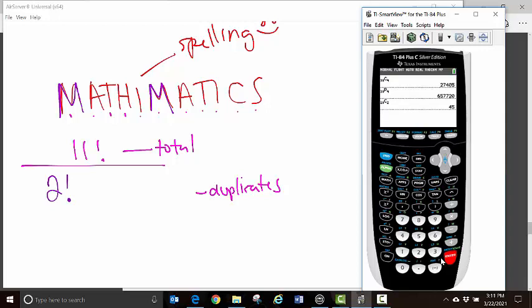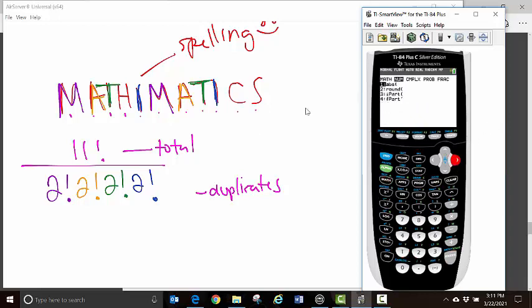How many a's are there? 1, 2. Okay. How many t's are there? 1, 2. How many h's? Just 1, so we don't care. How many i's? Okay, really just 1, but based off of my bad spelling, 2. How many c's? 1. How many s's? 1. Okay, so then you'd put it in your calculator as 11 math. I guess I didn't need to make that an i, I had enough duplicates, but I will.